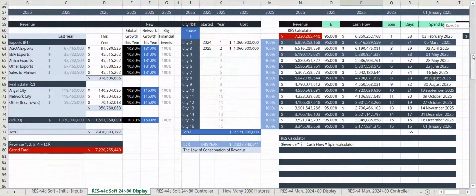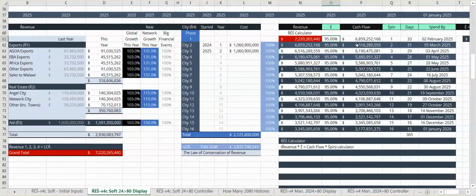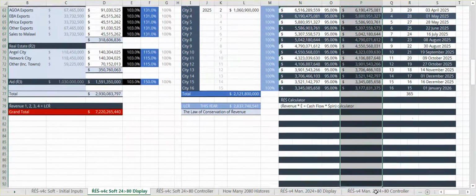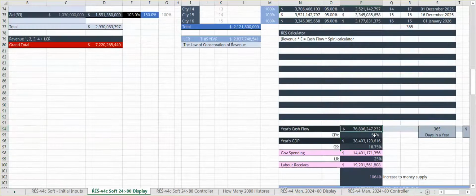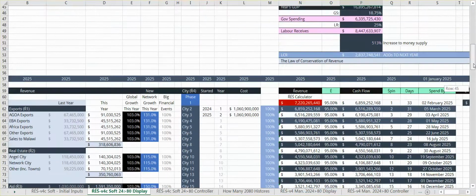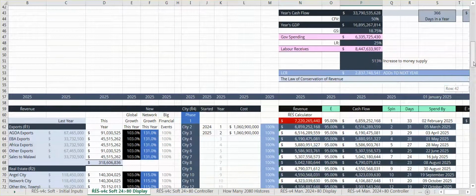So now we're in 2025, and we can see E increases to 95, S increases to 16. That's E, quantum efficiency, S, spin. And that creates a cash flow of 76 billion, up from 33 billion the year before.